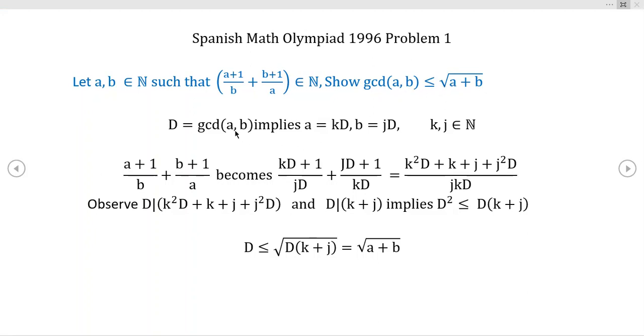Now this very first statement here, I'm simply writing down more or less the definition, but this means D, capital D, is a divisor. It's the greatest common divisor of A and B. But divisors come in pairs, and so we get these two statements right here. A has to equal KD, and B is equal to JD. And I just picked K and J as arbitrary natural numbers.